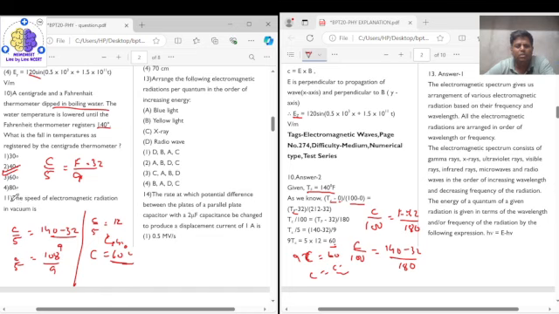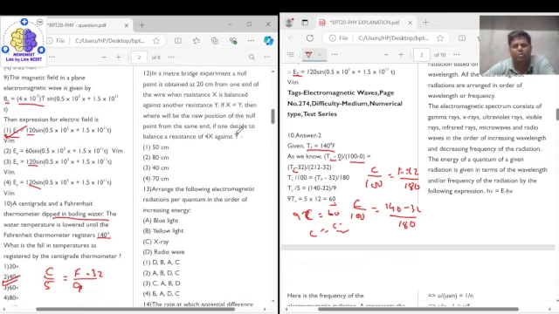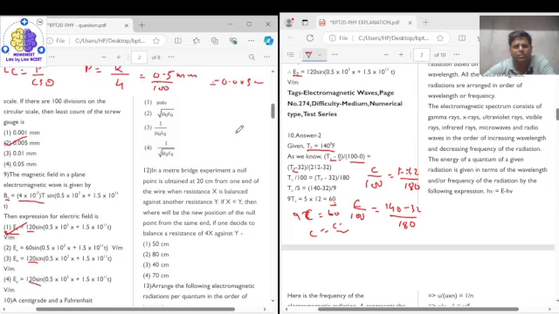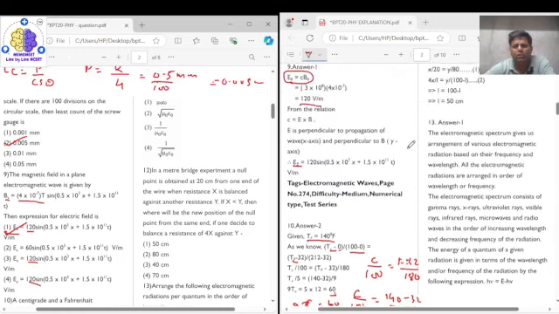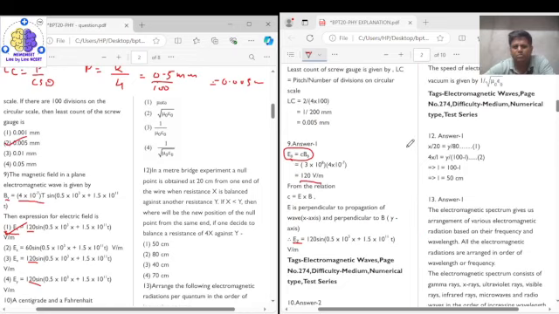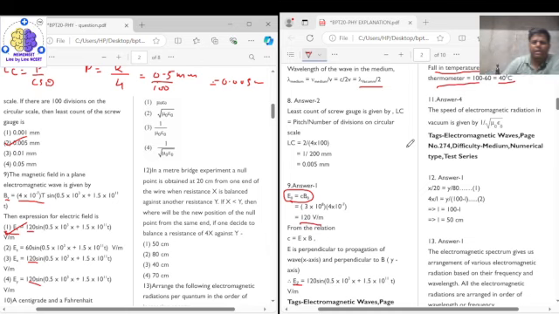Now coming to question number 11: the speed of electromagnetic radiation in vacuum is. So the speed of electromagnetic radiation in vacuum is always equal to the speed of light in vacuum, right? And that is given by 1 by under root mu naught epsilon naught. So the correct answer for question number 11 is option 4.